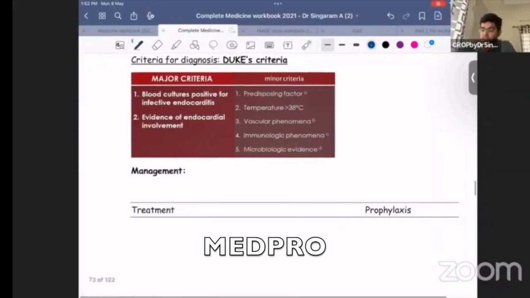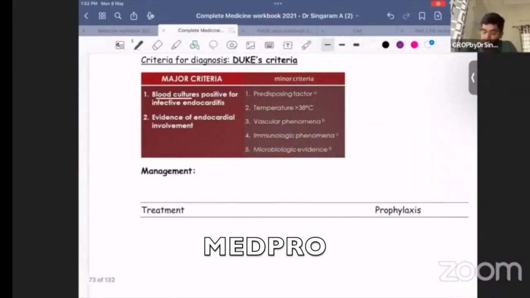What is that? One is blood culture. Of course, it's an infection, so you need to have blood culture. But please remember this. How many blood cultures should be positive? It should be at least 2 positive blood cultures. Very, very important. Not a single positive blood culture. So typically, we take 2 blood cultures at 2 different times, not from the same area, from different areas. And both those blood cultures should be positive. So it is not 1 blood culture, it should be 2 blood cultures positive.